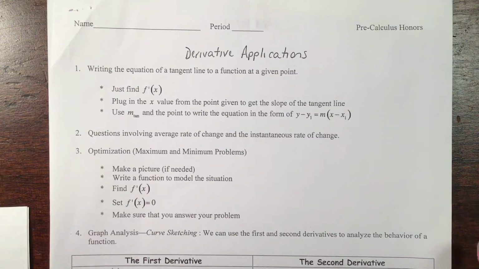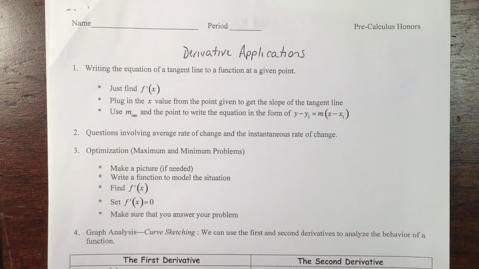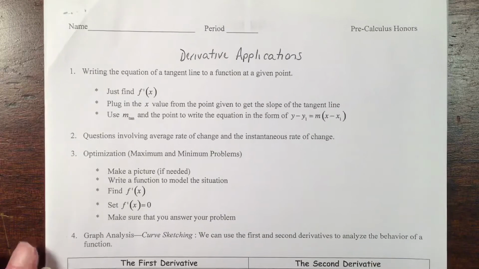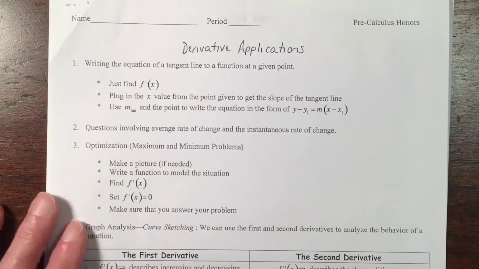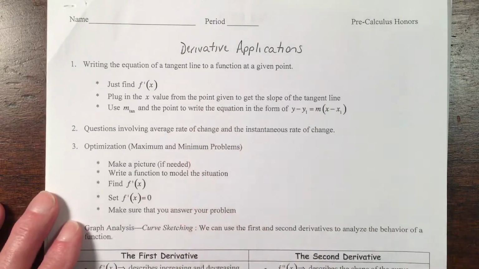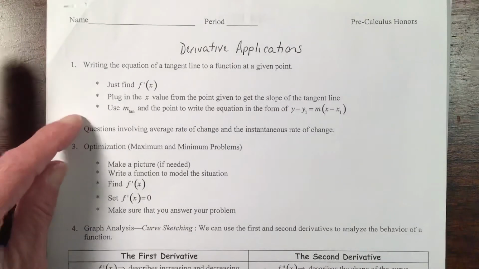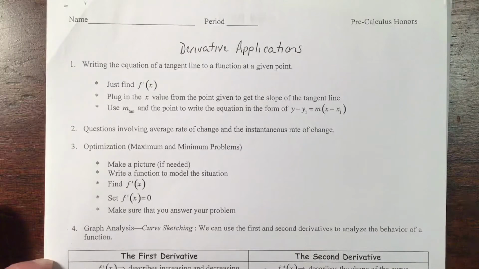In this video, we're going to go over the review notes for derivative applications and answer a few problems off one of the review sheets. Basically, for your final, you're going to be expected to be able to write the equation of a tangent line to a function at a given point. We've got the steps there. We'll review them in just a minute.